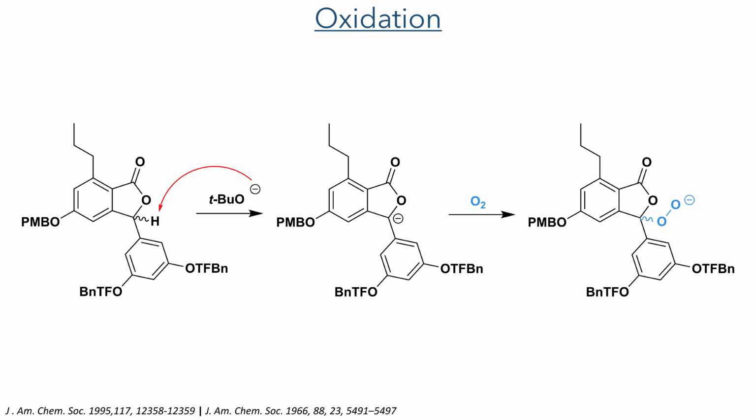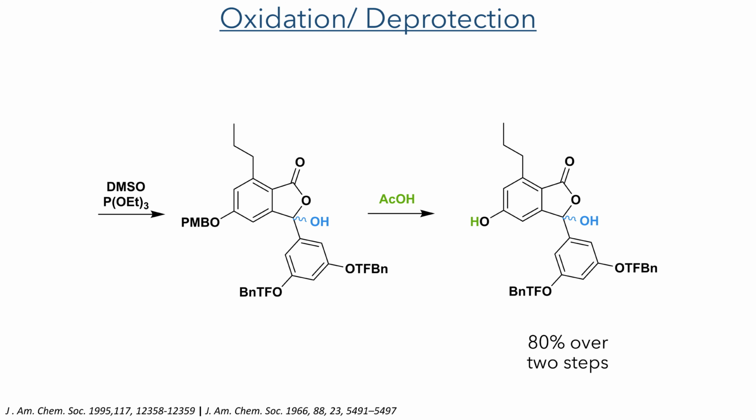In the next step, the molecule was oxidized to a hydroxyphthalide by first deprotonating with potassium tert-butoxide, forming an anion which readily reacted with oxygen gas to form a peroxide. This was reduced in situ by DMSO and trimethylphosphite to produce the target hydroxylactone. This was then deprotected using acetic acid to remove the PMB protecting group. This produced the target compound in an 80% yield over 2 steps.